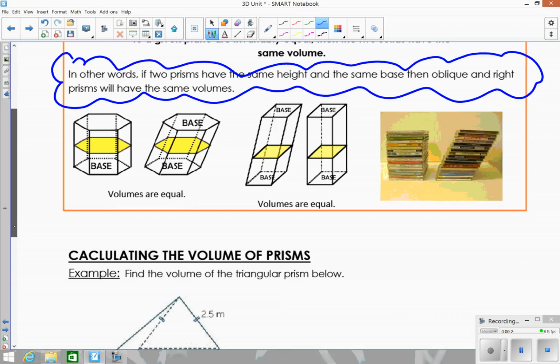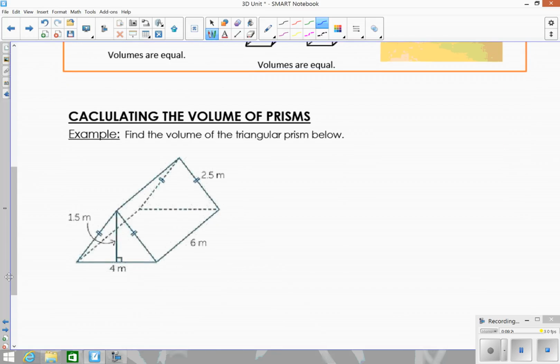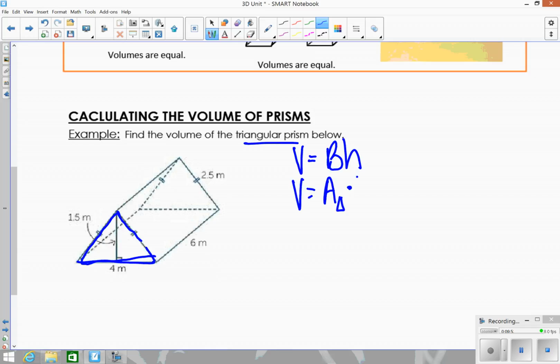So when we're looking at calculating the volume of prisms, remember your formula. You can get it right from the reference sheet. The volume is capital B times H. Capital B stands for the area of whatever the bases are. So in this case, I have a triangular prism, which means my bases are triangles. So now you're going to have to plug in your area formula for triangles. So the volume is going to be the area of the triangle times the height of the prism. Not the height of the triangle, the height of the prism.